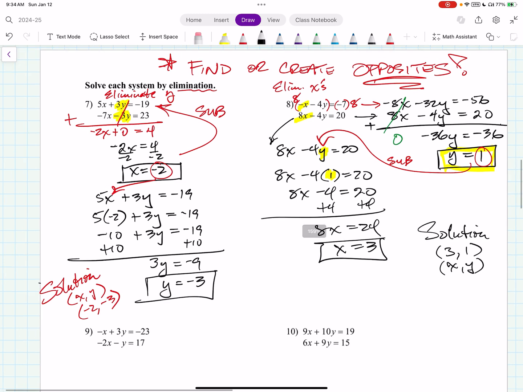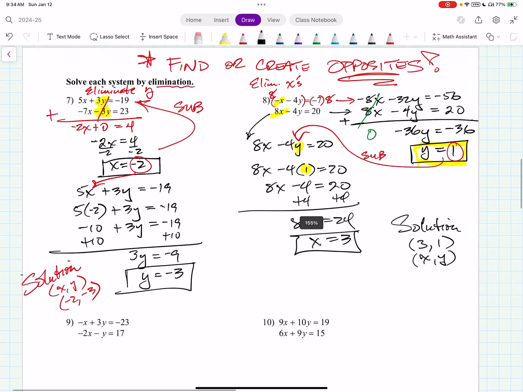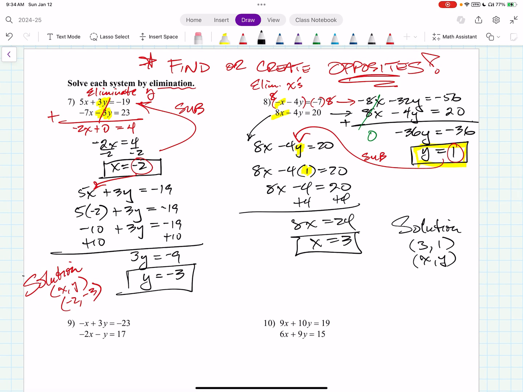So now we're talking about the elimination method here. Our goal is to eliminate either variable first. It doesn't matter which. And if you don't have opposites, you got to create opposites. So sometimes you only have to multiply one equation by a number to get opposites. Sometimes you have to multiply both of them to create opposites.